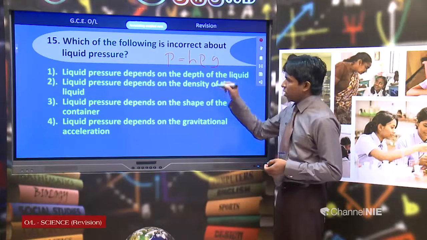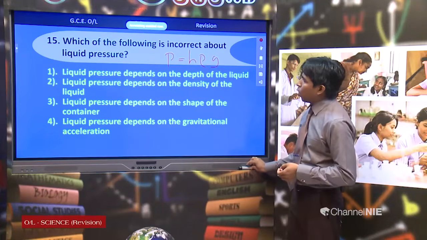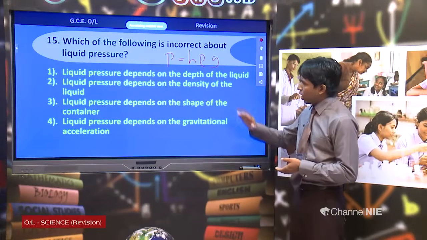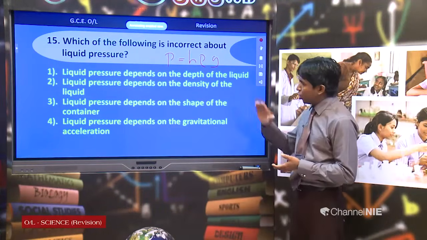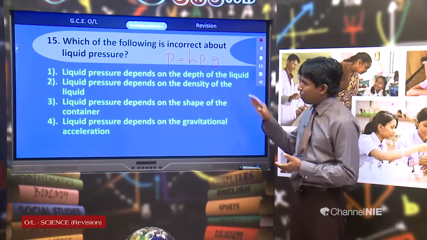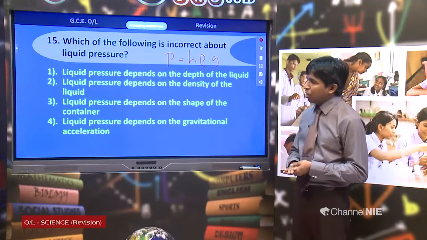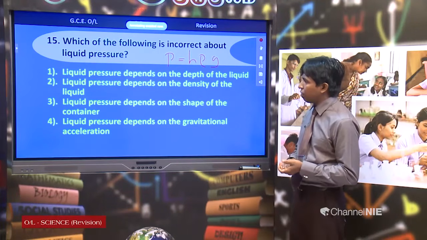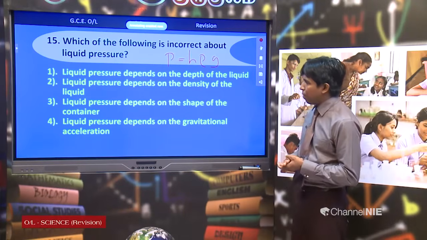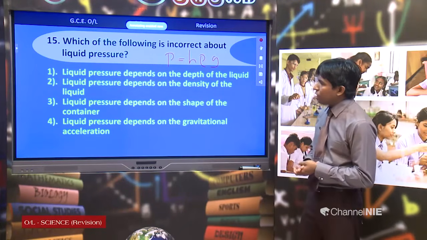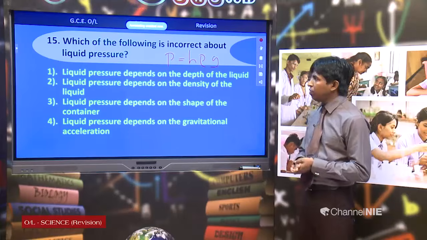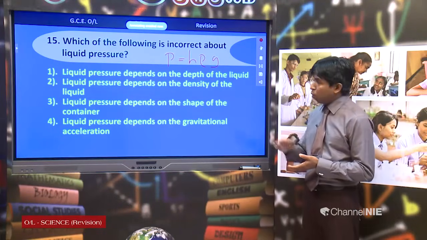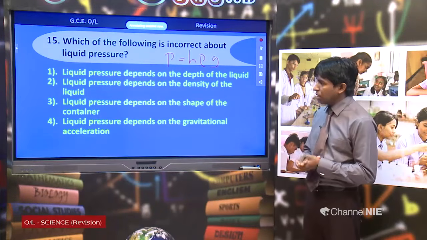What is P here? Pressure in Pascal. What is H here? Vertical height of the liquid column. What is rho? Density of the liquid. G, gravitational acceleration. If you remember this equation, you can easily decide what are the factors affecting the liquid pressure. Vertical height of the liquid, that means A is correct, it depends on the depth of the liquid. B, liquid pressure depends on the density of the liquid. Yes, rho is density. When the density increases, liquid pressure increases. When the depth of the liquid increases, the pressure increases.